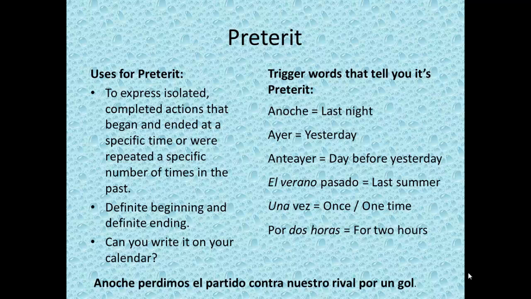Here's an example of one of the sentences in the preterite. So it says, anoche perdimos el partido contra nuestro rival por un gol. So anoche, there's your trigger, right? Last night. So that means we know when it happened. Perdimos, we lost the game against our rival by 1 goal. So we lost the game against our rival. It is an isolated event. Right, the game, we know it happened last night, so we know the time. And could it be something that you write on your calendar? Sure, yes, you definitely could.